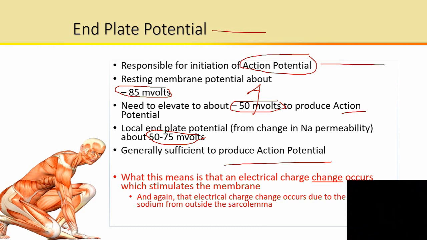What this means is that an electrical charge change occurs which stimulates the membrane. Again, that's because of the sodium rushing in that causes the change in the polarity from the outside of the cell to the inside. And again, the electrical charge change occurs due to the inrush of sodium from the outside of the sarcolemma. And we talked about that earlier on in the year.